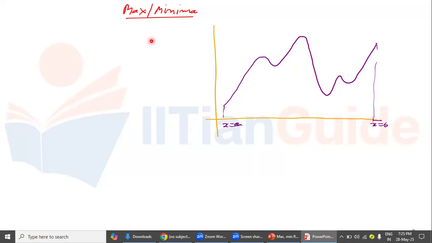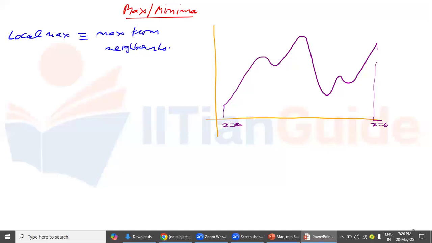But when we talk about maxima and minima in calculus, we don't mean the absolute maximum and minimum value. We mean maximum from the neighborhood or minimum from the neighborhood, that is, local maxima and local minima. So in calculus, we mean not the absolute maxima or absolute minima, we mean the local maxima or local minima. Localized maxima means maximum from the neighborhood. आसपास के जो पॉइंट्स हैं उनसे neighborhood.